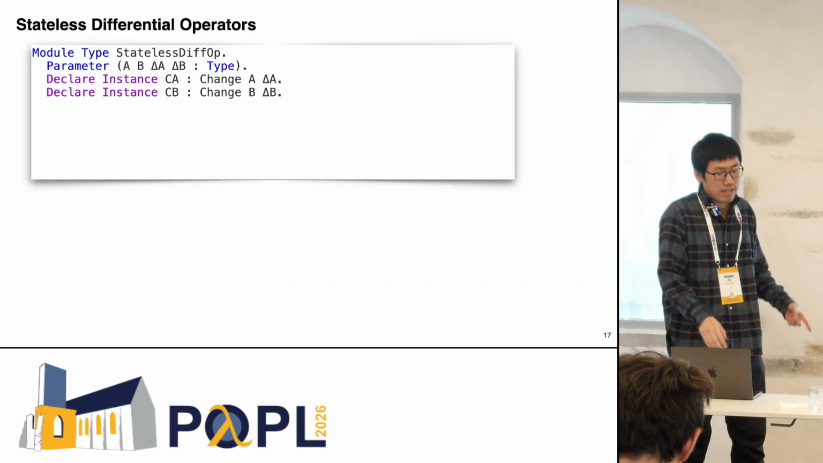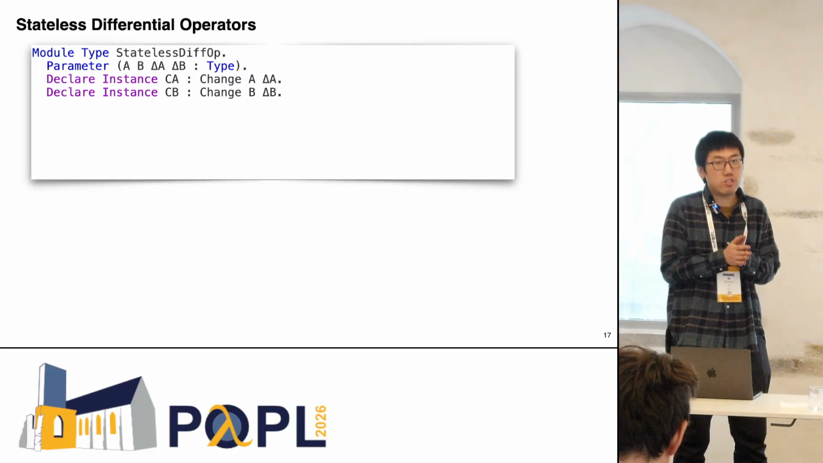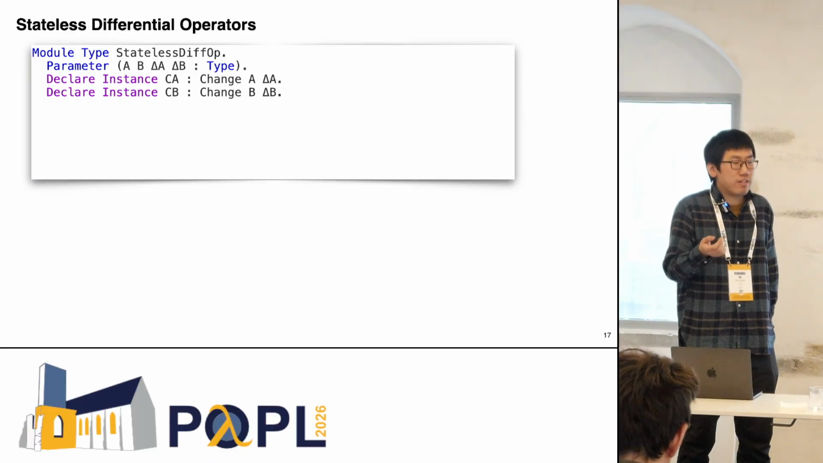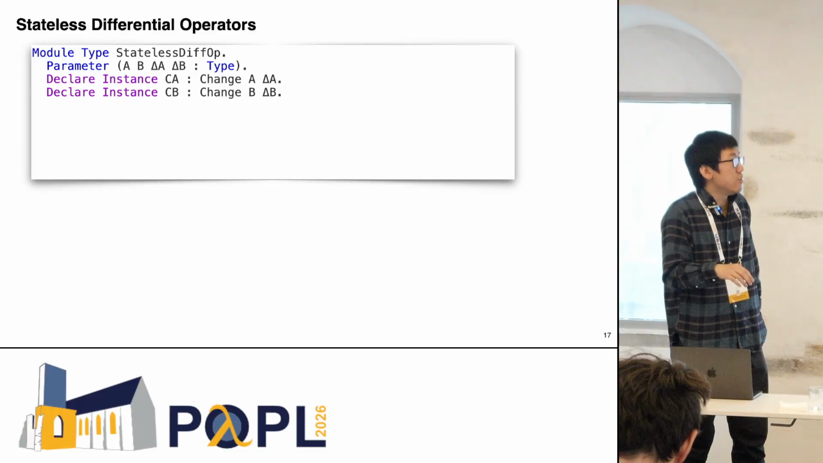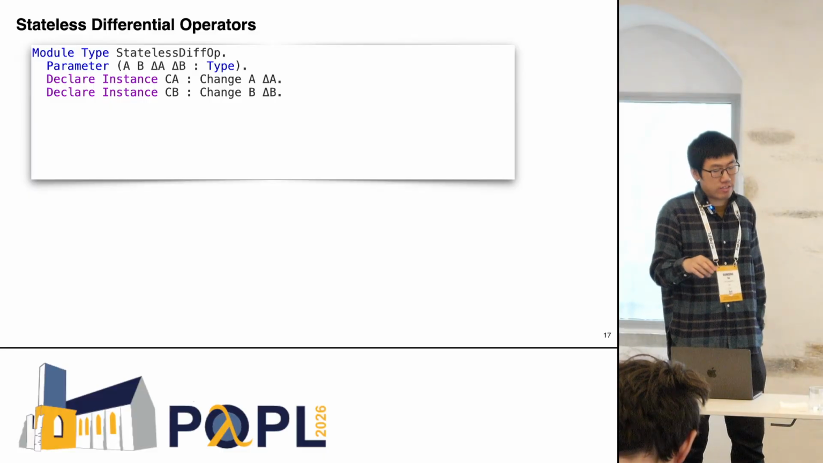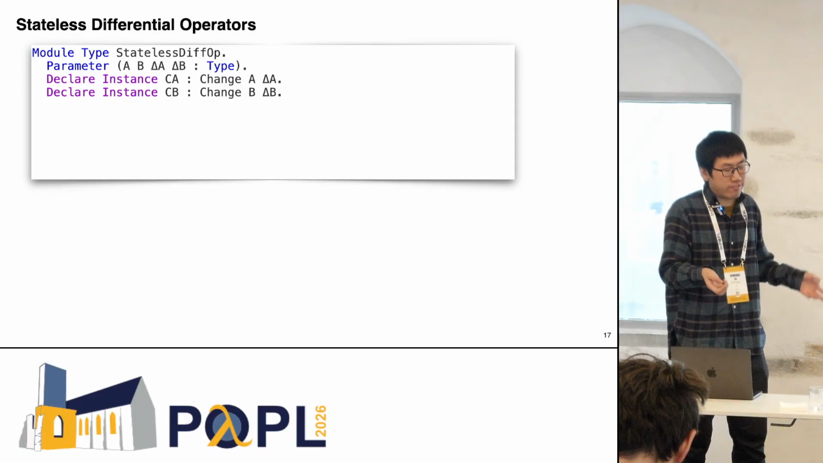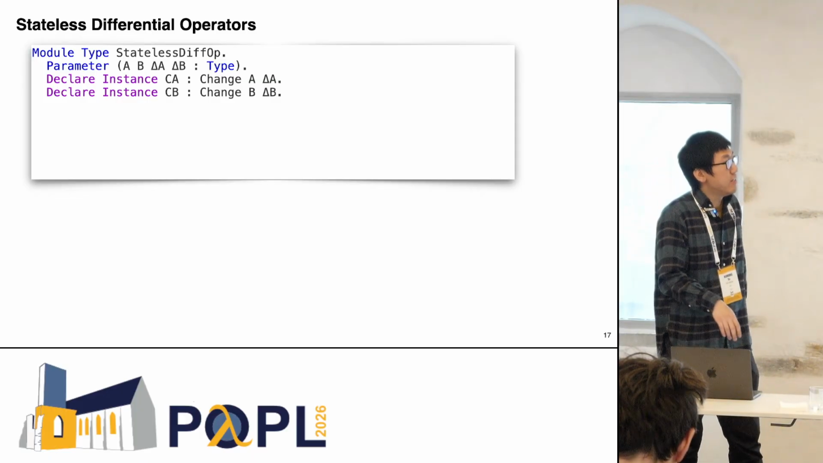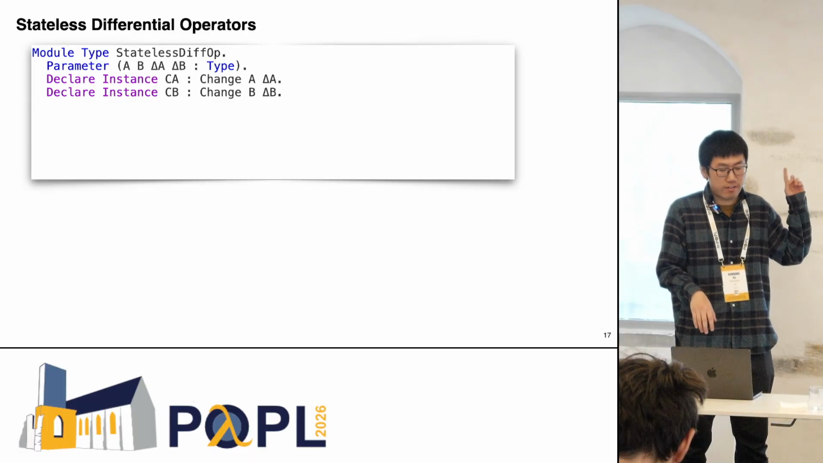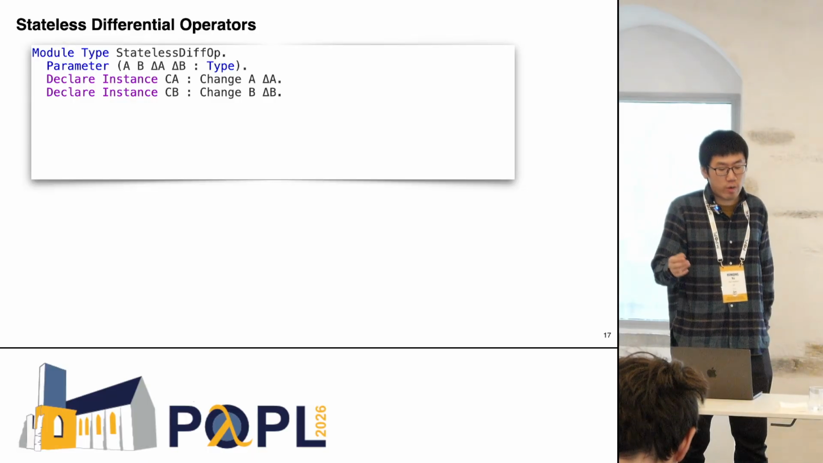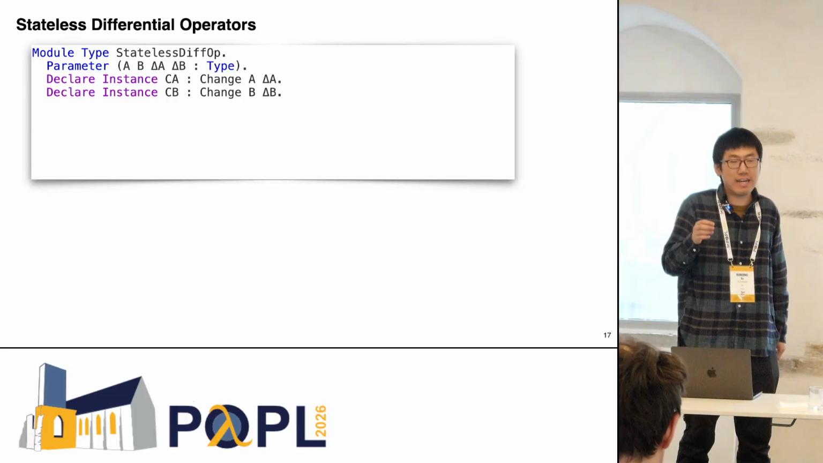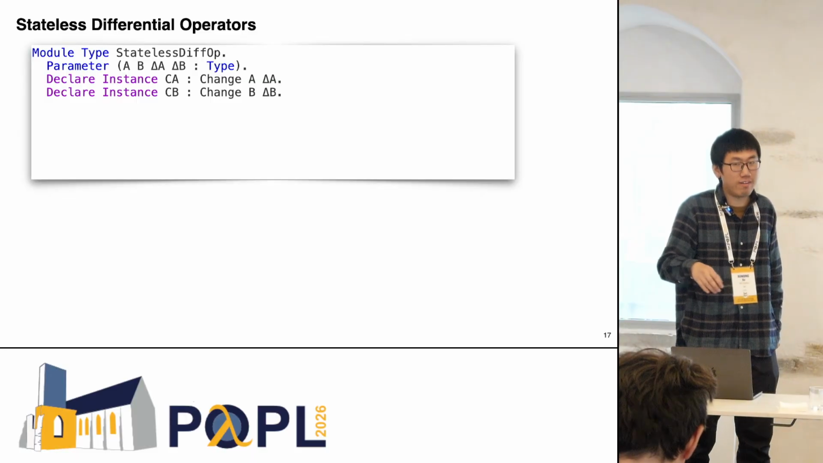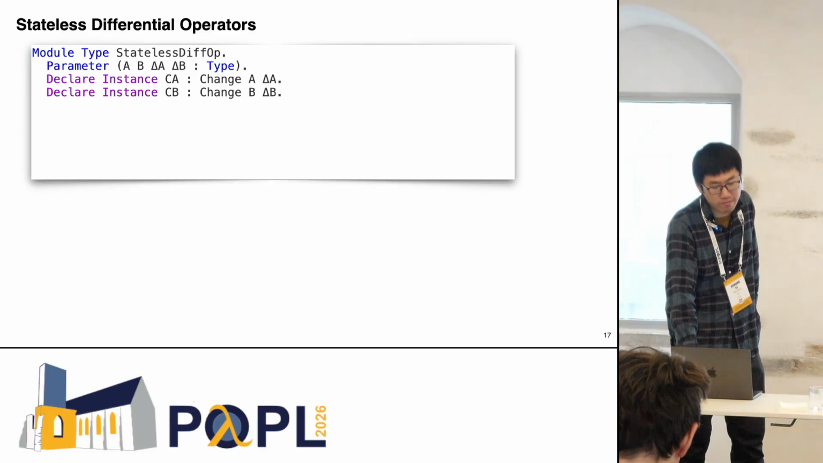And so now we use Rocq's module system to translate this diagram into the formal specification, and we start with stateless differential operators like toUppercase. And in this spec, we first need to provide two change structures, one for the input type and one for the output type, to allow us to patch the values.